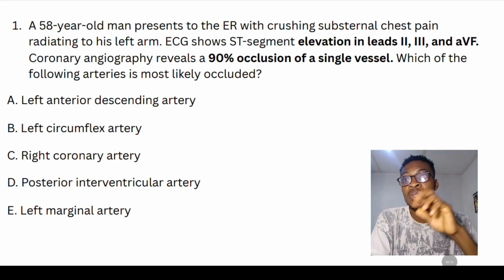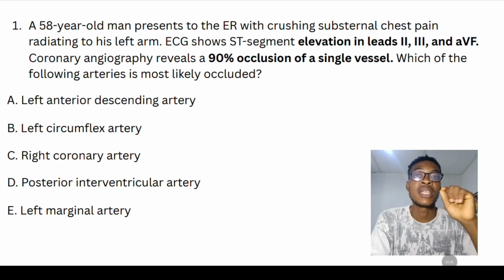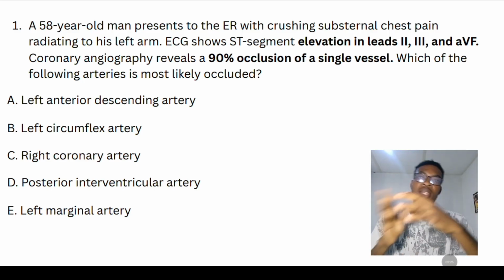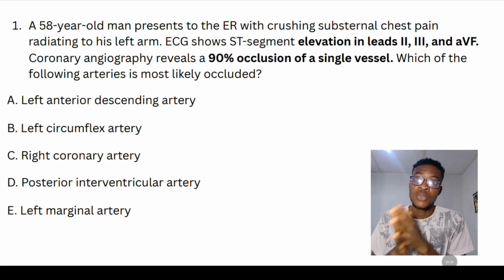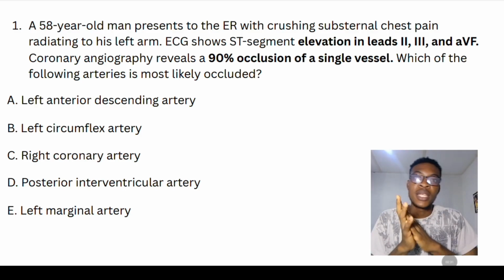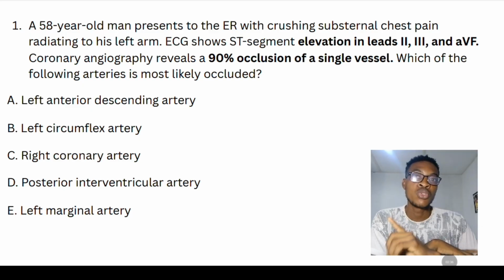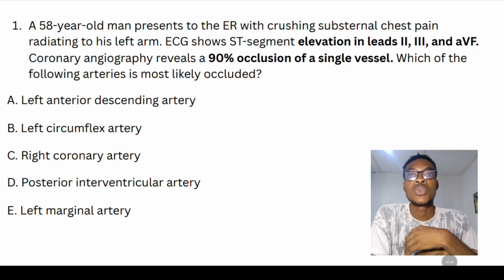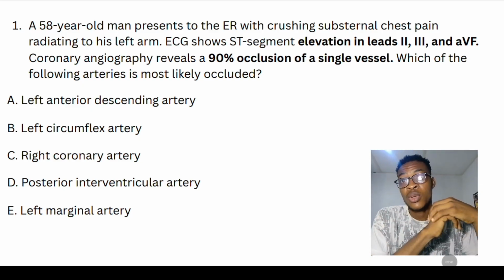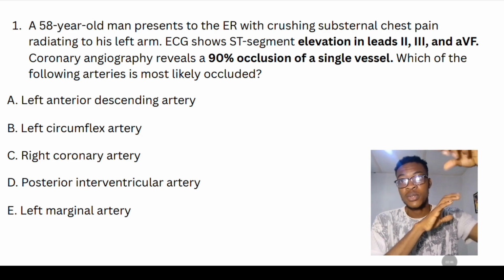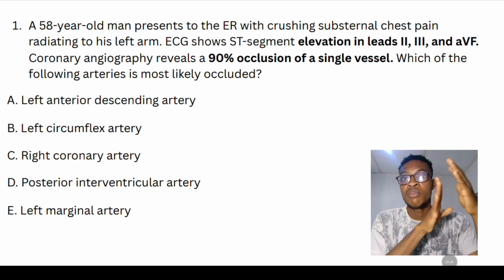So the answer is actually the right coronary artery, because an occlusion to this artery leads to elevation in leads 2, 3, and AVF. Now the question is, why is it not D, since the right coronary artery gives off a branch called the posterior interventricular artery? And the thing is this, the question says 90% occlusion of a single vessel. Since it is a 90% occlusion, in clinical questions, it's most likely going to be the bigger vessel. So the bigger vessel in this case is your right coronary artery, which is the most correct answer for this case.